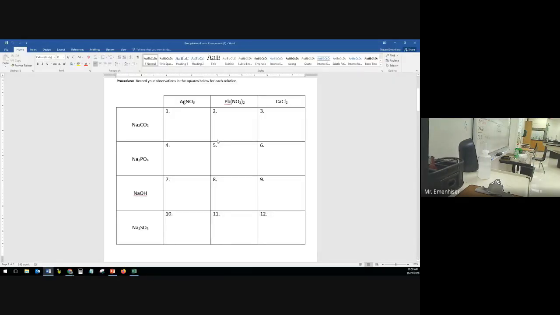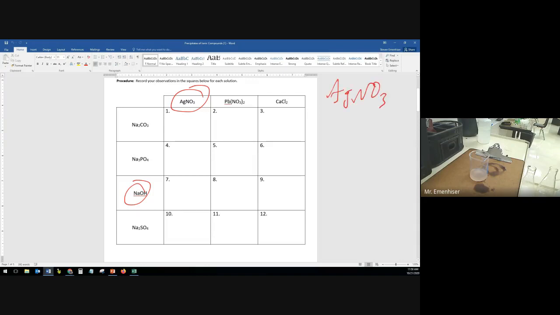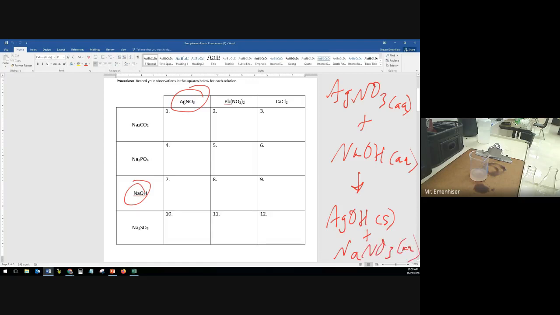Number 7 will be silver nitrate, which I have here. Notice the kind of grayish reddish color again. And sodium hydroxide, and this one's going to be cool. AgNO3, which is aqueous. We're going to add that to NaOH, which is also aqueous because all group 1 metals are soluble. We're going to end up with silver hydroxide, AgOH, it will be solid, and sodium nitrate, which is always aqueous.